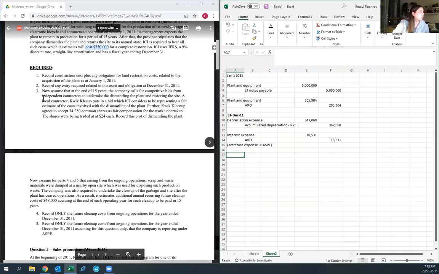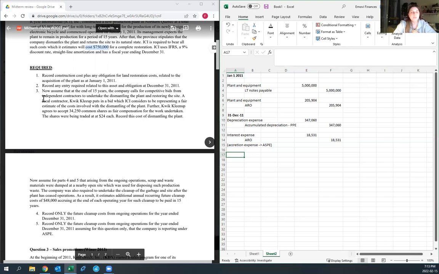For requirement 3, now assume that at the end of 15 years, the company calls for competitive bids from independent contractors to undertake the dismantling of the plant and restoring the site. A local contractor, Quick Cleanup, puts in a bid which IC considers to be representing a fair estimate of the costs involved with the dismantling of the plant. Further, Quick Cleanup agrees to accept 34,250 common shares as fair compensation for the work undertaken. The shares were being traded at $24 each. Record this cost of dismantling the plant.